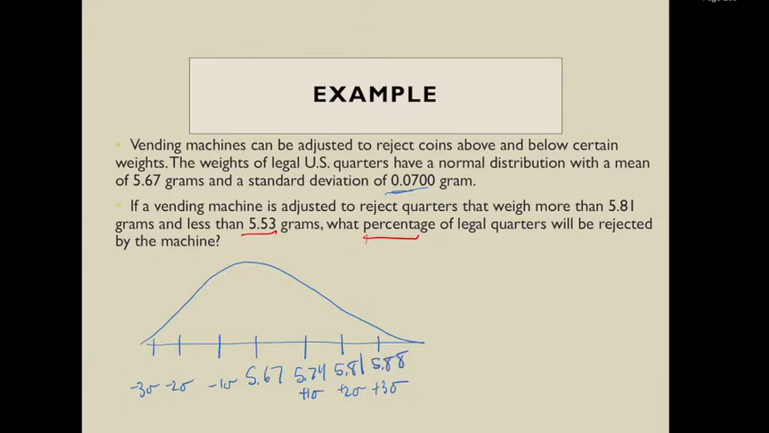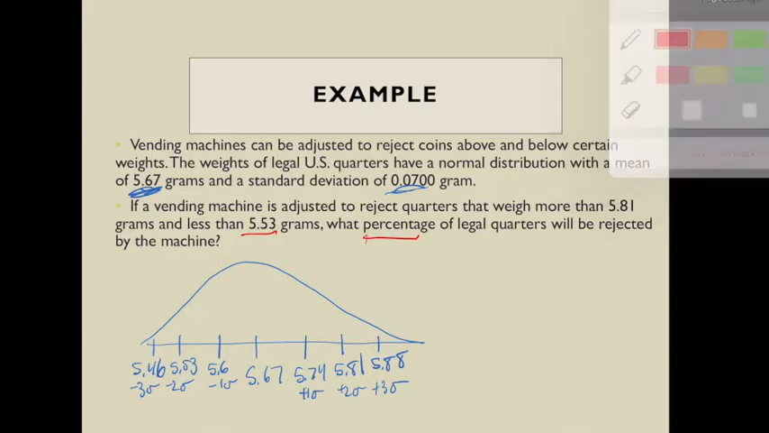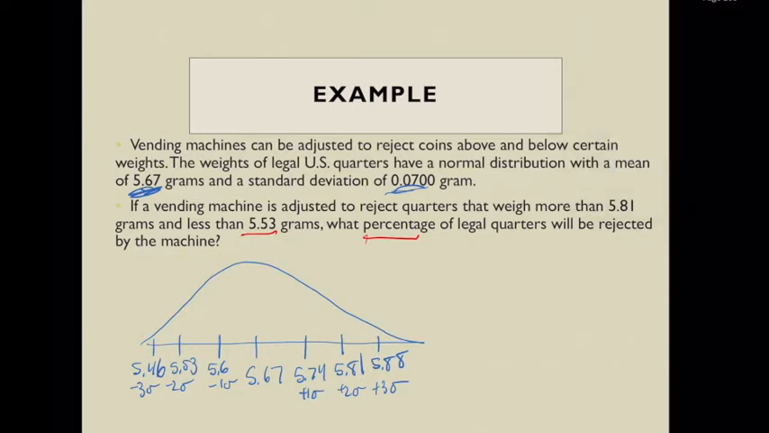Now, below the mean, I'm going to be subtracting. So 5.67 minus 0.07 is just going to be 5.6. I do that again, I get 5.53 and 5.46. So let's take a look at the data values we're given. Our vending machine is going to reject quarters that weigh more than 5.81. So here's 5.81, so it's going to reject all the quarters over here. And it's going to reject quarters that weigh less than 5.53, so that's all the quarters over here.